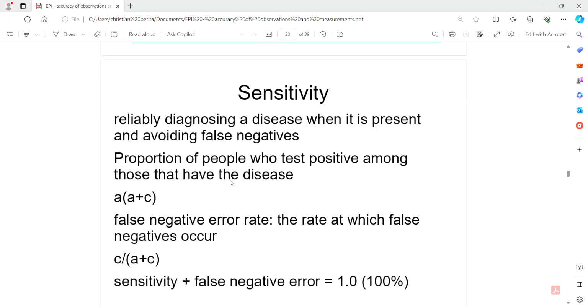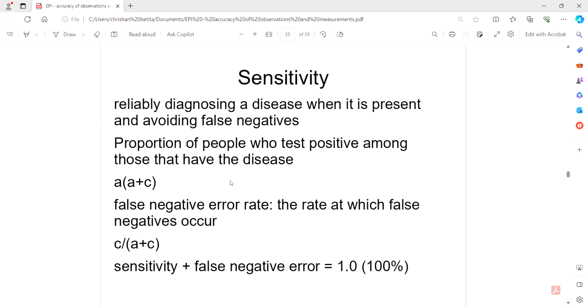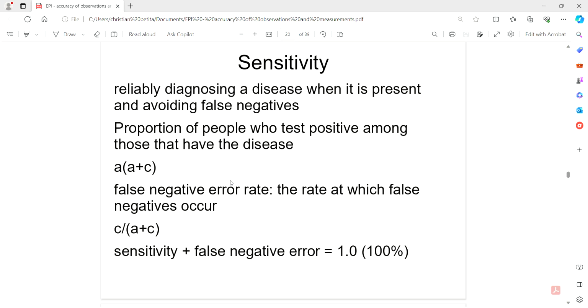Okay, so sensitivity is reliably diagnosing a disease when it is present and avoiding false negatives. So this is the proportion of people who test positive among those that have the disease, and it's given by the formula A over A plus C. The false negative error rate is the rate at which false negatives occur, and is given by the formula C over A plus C. Sensitivity plus false negative error is equal to 1 or 100%.